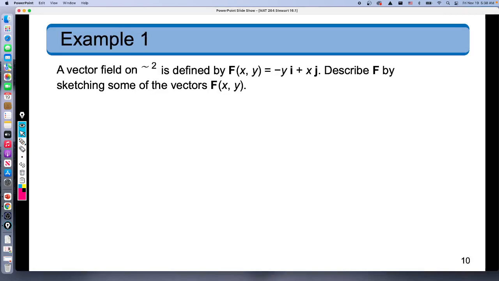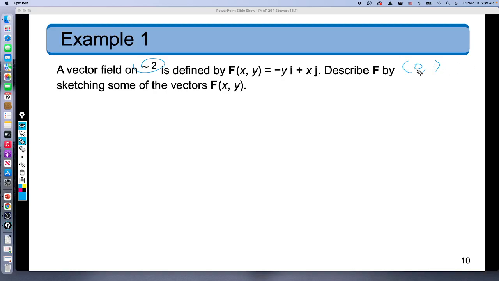So let's take a look at an example. Let's start with a two-dimensional field. We're given this function, and we're asked to describe f by sketching some of the vectors f of x, y. So just to think of this, let's choose a point, 0, 0. That's kind of boring because at 0, 0 our vector becomes 0. But how about 0, 1? Or 1, 0, whichever. I'm putting in 0 for x, 1 for y.